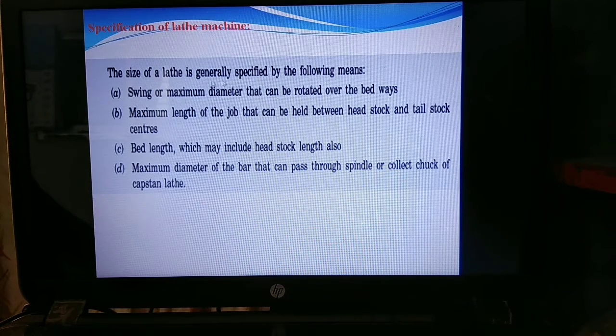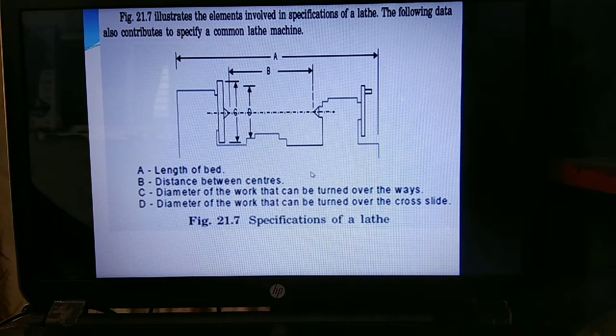The size of the lathe is generally specified by the following means: swing or maximum diameter that can be rotated over the bed ways, maximum length of the job that can be held between the headstock and tailstock centers, bed length which may include headstock length also, maximum diameter of the bar that can pass through the spindle, and collet chuck or capstan length. The figure itself indicates how the specification of the lathe is classified.